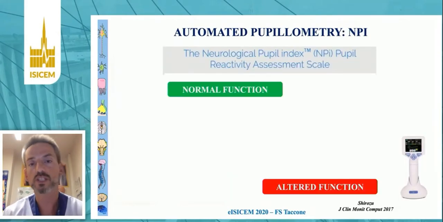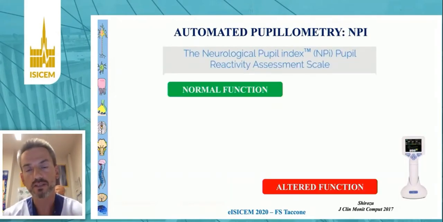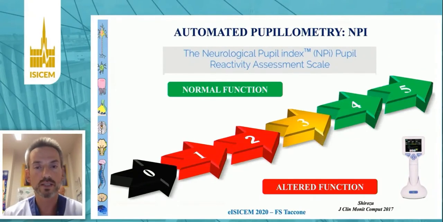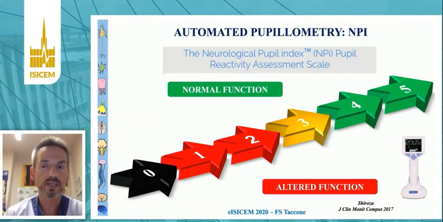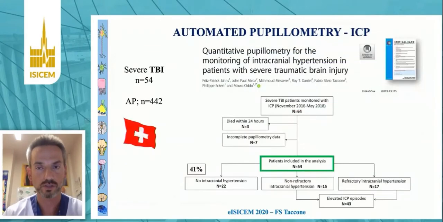This is why some companies have integrated into the pupillometry an index like the NPI, the Neurological Pupil Index, which is independent of the sedation and analgesia, and basically is a quantitative assessment of pupillary function going from 0, no function, to 5, perfect function. More than 3 are values that are observed in healthy people, and you can, in that case, evaluate a normal function from an altered function, less than 3, and then get an evaluation of pupillary function, which is independent of drugs received by the patients.